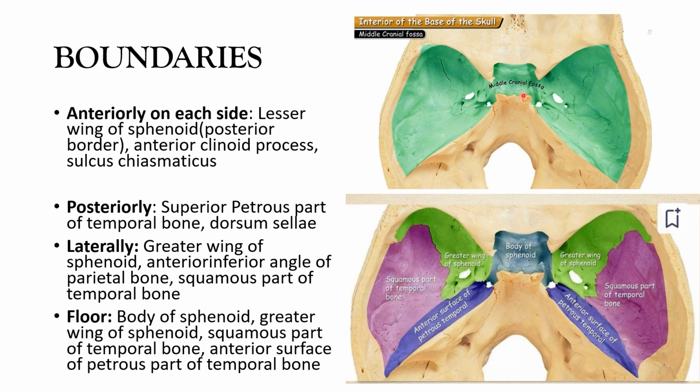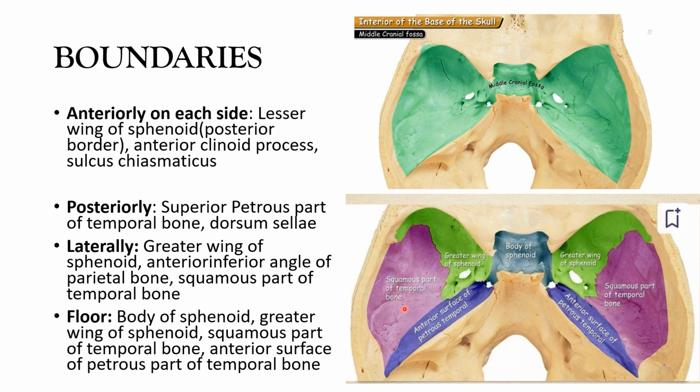Now laterally, we have the greater wing of the sphenoid, that's here. Then we have the anterior inferior angle of the parietal bone, which is here where my cursor is. And then we have the squamous part of the temporal bone, that's the lateral border. Again, for the lateral border, we have the greater wing of the sphenoid, the anterior inferior angle of the parietal bone, and then the squamous part of the temporal bone.